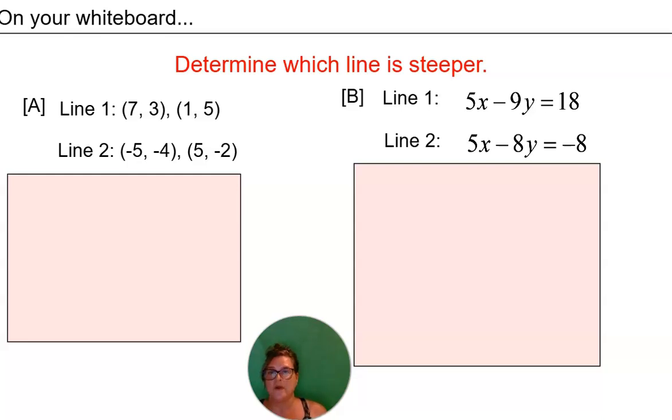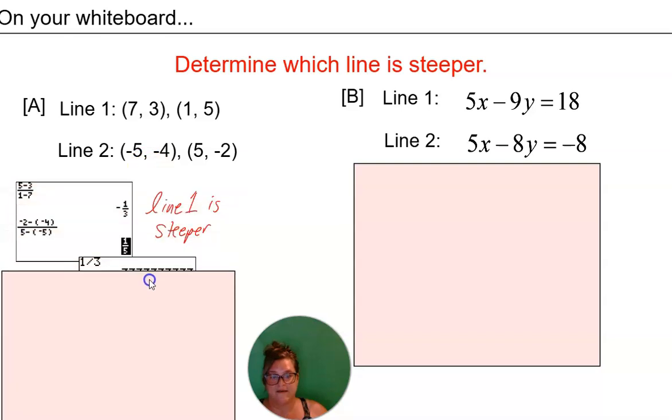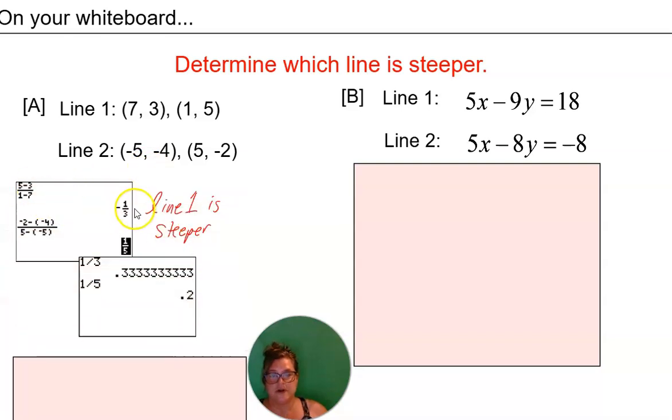You want to determine which line is steeper by first finding the slope of each line and then comparing its value as an absolute value. Okay, resume the video when you're ready to check your answers. So in A, we've got 5 minus 3, all divided by the quantity 1 minus 7. That'll find the slope of line 1. -2 minus -4, all divided by 5 minus -5. So our two slopes are -1/3 and positive 1/5.